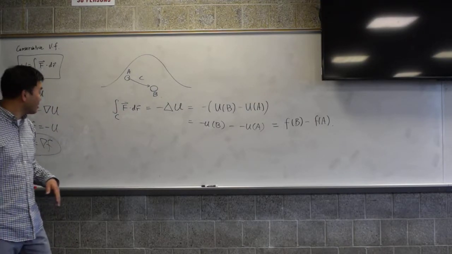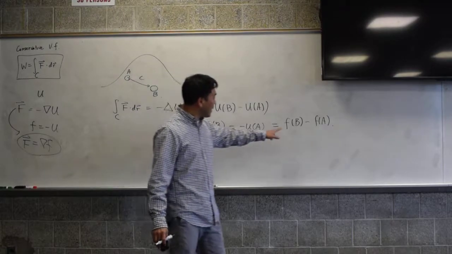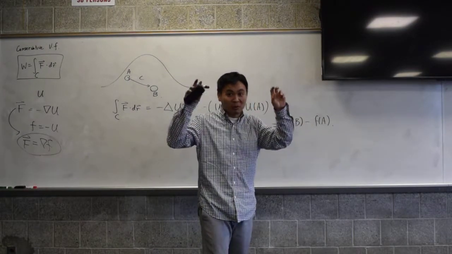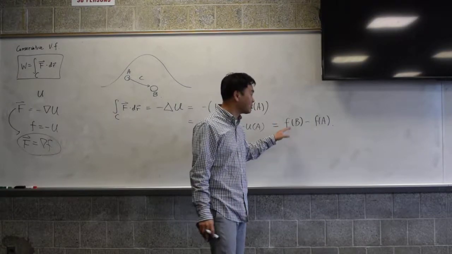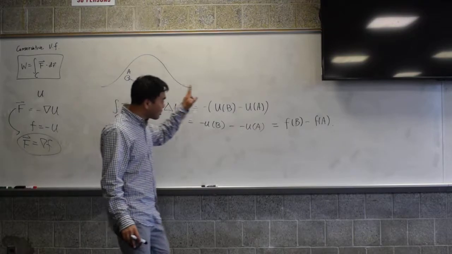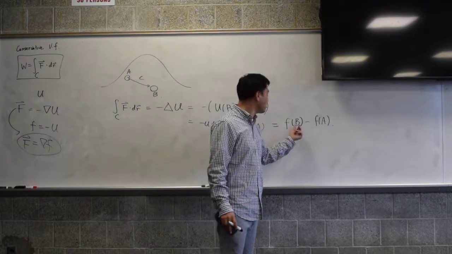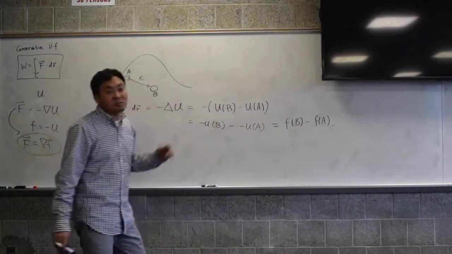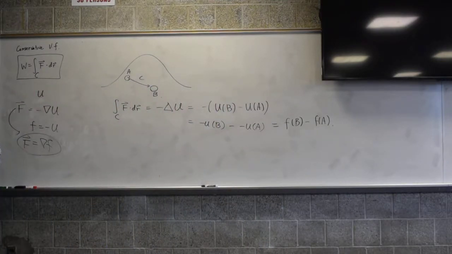But what's happening? If we can figure out the antiderivative, which is the potential function, actually the negative of the potential function, but we forget about the negative, then you just plug in the endpoints and you subtract. That's it. This is like the fundamental theorem for conservative vector fields.